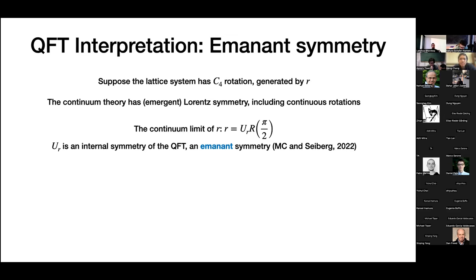And in this paper with Nadi, we called it an emanant symmetry. Even though in that context it was translation, we can also do it for other spatial symmetries.